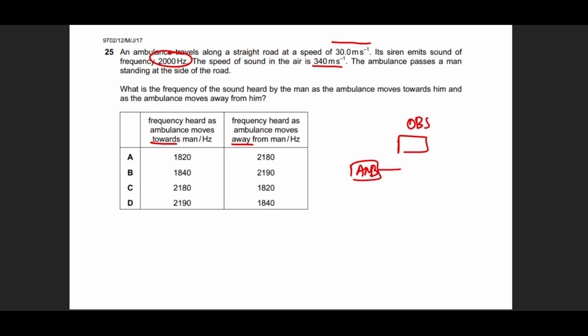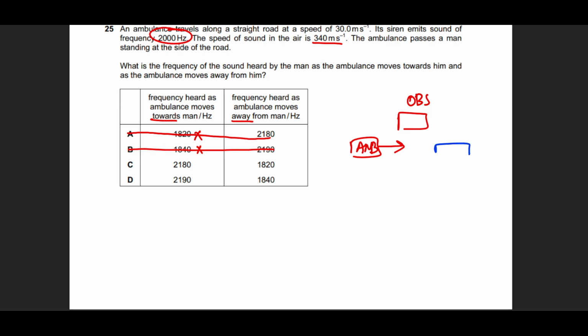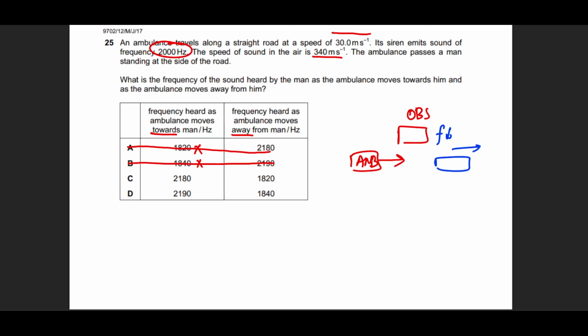if this is the ambulance, and the ambulance is moving towards the observer, then the frequency should be greater than 2000. So the options with 1820 and 1808 could not have been the answers. So we're going to eliminate options A and B straight away. It's not going to be our answer. And if the ambulance is moving away, then the frequency heard will be a bit lower. So in options A and B, they have written the answers the opposite way.